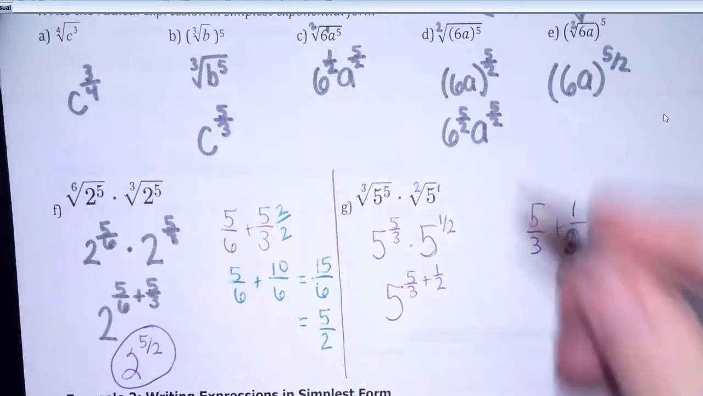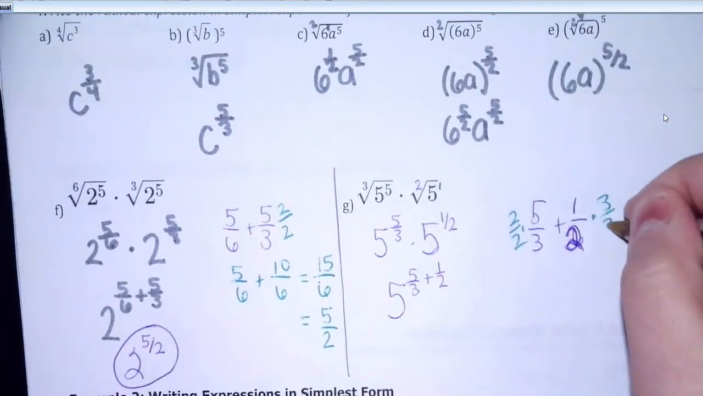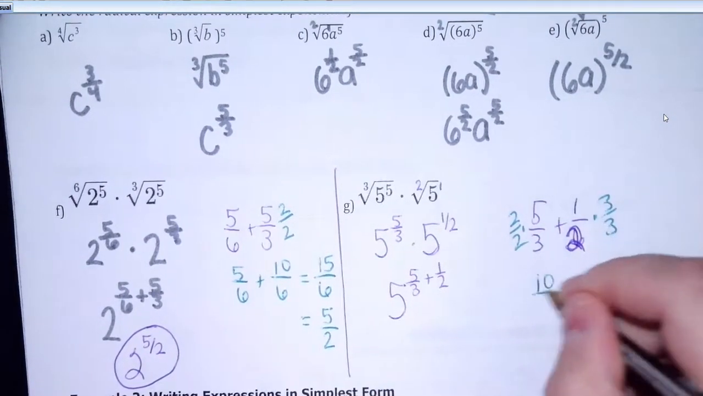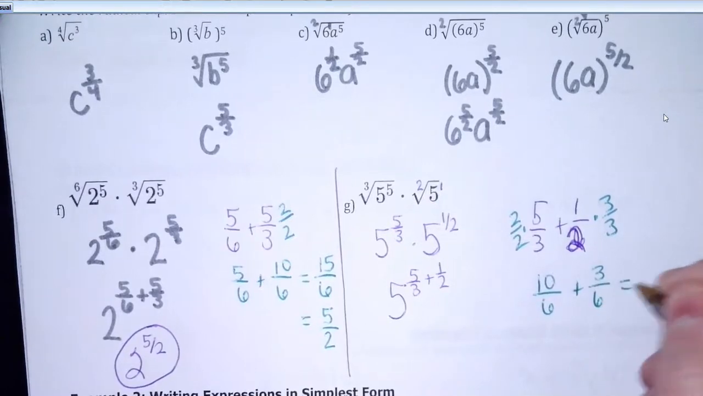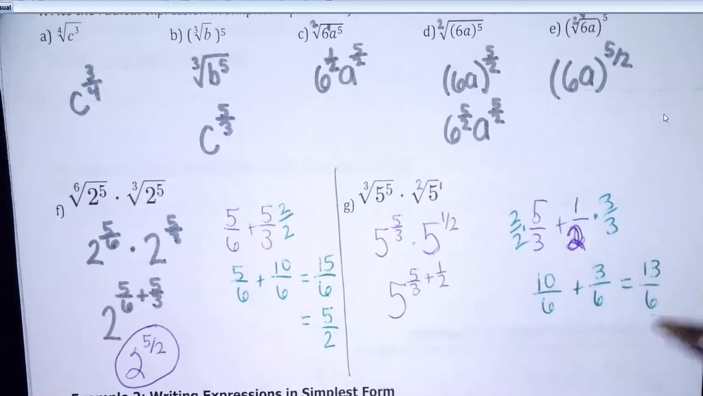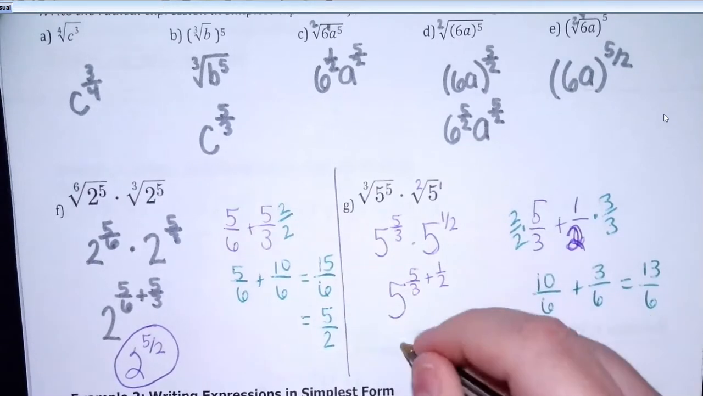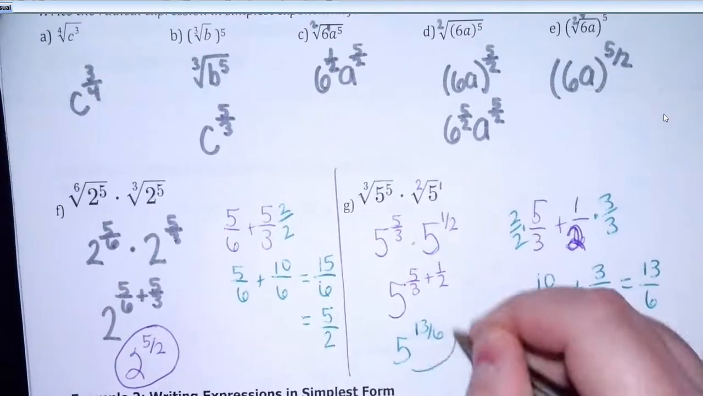So I would multiply top and bottom here by 2 and top and bottom here by 3. So I'm going to get 10/6 plus 3/6, and then we can go ahead and add. Unlike the last question, that doesn't reduce. So my exponent, once I do the addition here, should be 13 over 6. So that's what I'm going to write down as my answer, 5 to the 13 over 6 power.